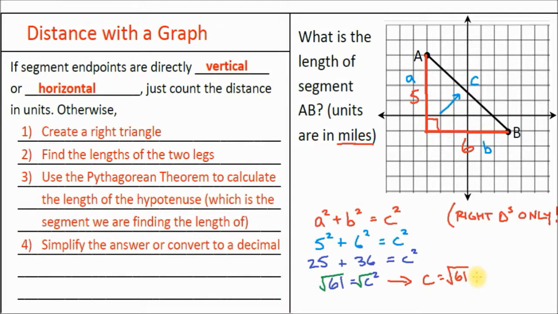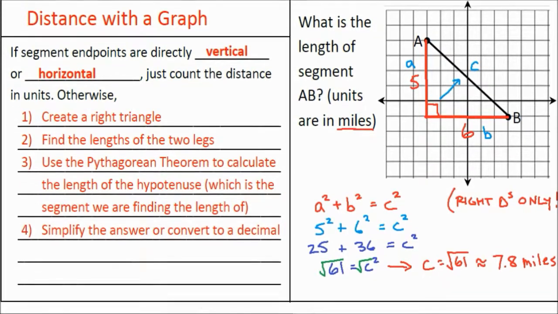So the square root of 61 is approximately, here's our approximately symbol, and if I round it to one decimal place, it's approximately 7.8. And now let's take a look. It's not 7.8 units, because we know the units in this case are in miles. So in this particular question, we're looking at 7.8 miles. So the distance between point A and B, or the length of segment AB, is equal to 7.8 miles.